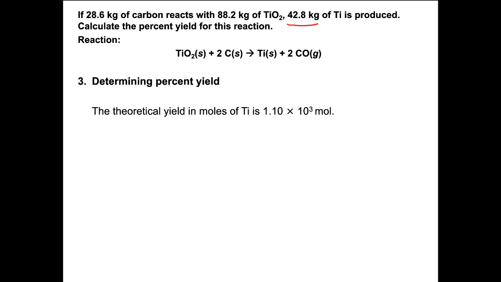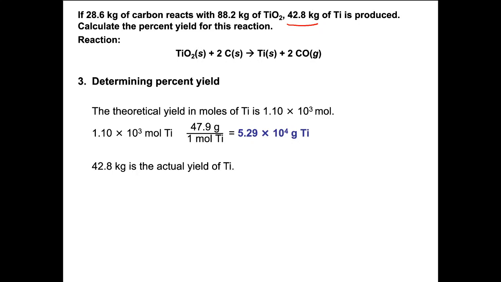So now we want to determine the percent yield. First, the theoretical yield in moles was 1.1 times 10 to the third moles. We'll just convert that to grams, and then convert that to kilograms. So 42.8 kilograms is the actual yield, from the given. But from our reaction, we were able to produce 5.29 times 10 to the fourth grams.